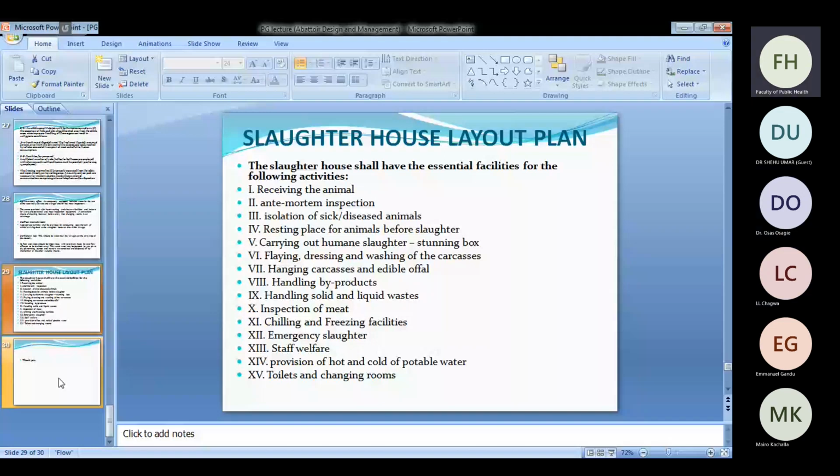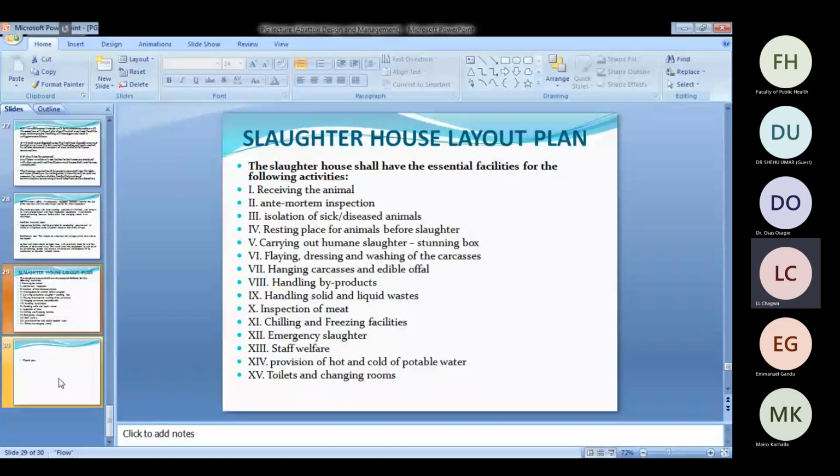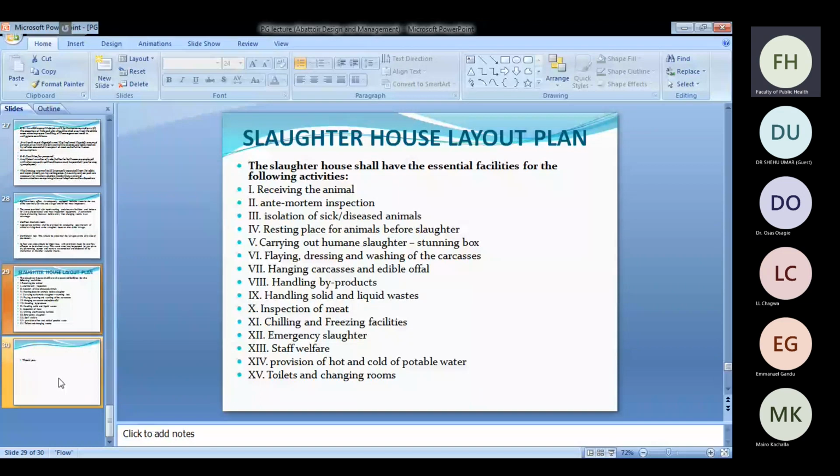What other things? When there's fracture, the fracture can lead to pain. What other things? Accident. The accident will lead to pain or fracture. You can institute the emergency slaughter to lessen the pain the animal is going through.